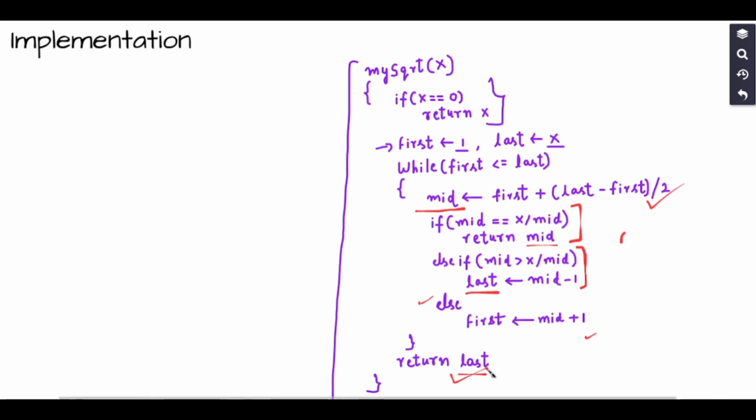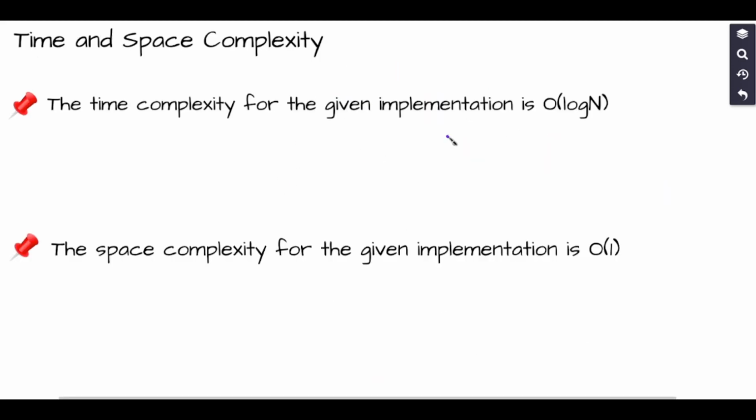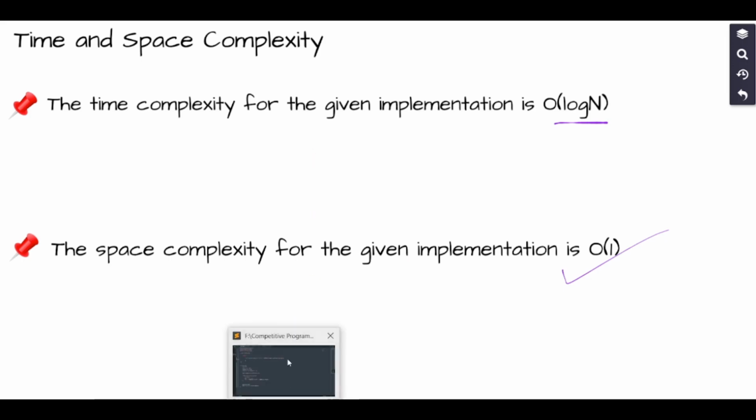Let's see the time and space complexity. As we know that this is just the binary search implementation, and we know that in binary search the time complexity is log of n, while the space complexity is constant because I'm not using any extra space here. Fine, so let's see the code implementation for this solution.